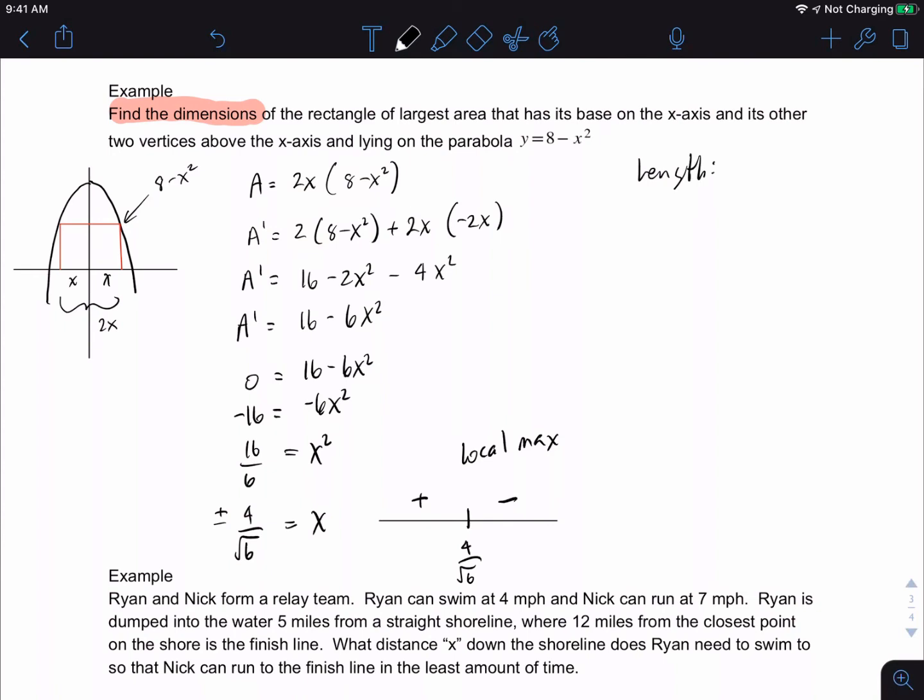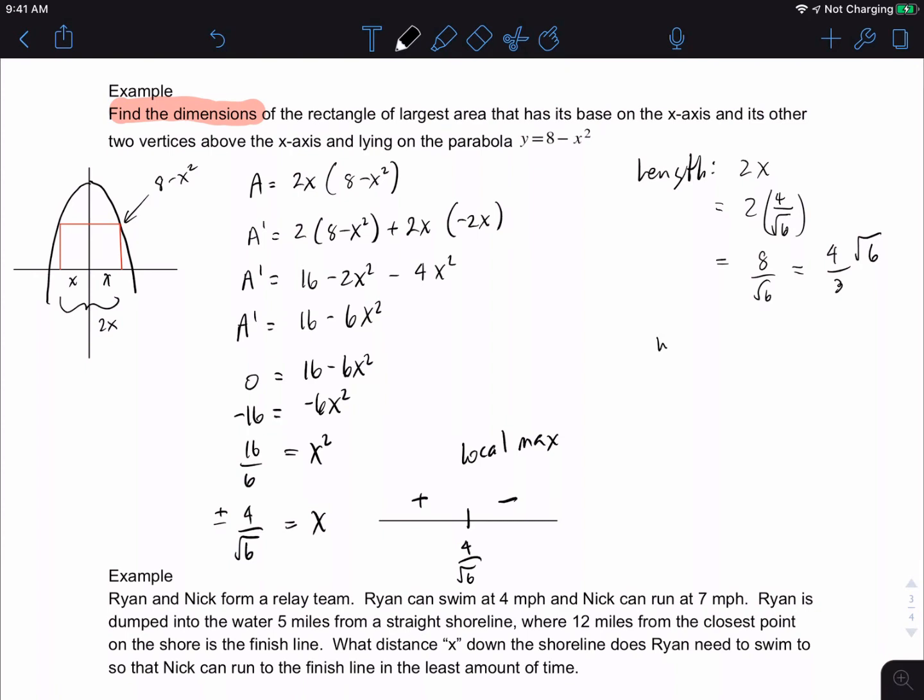So then the length of this thing is going to be 2x, correct? So then that is 2 times 4 radical 6, which will give me 8 radical 6. And if you want me to clean that up, I can. I'm going to get 4 over 3 radical 6.